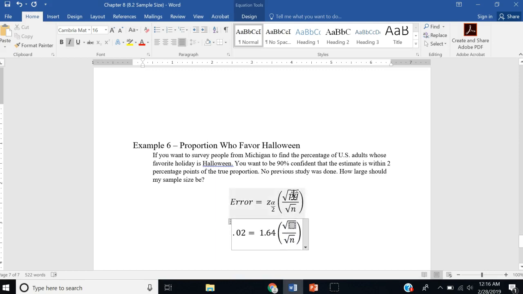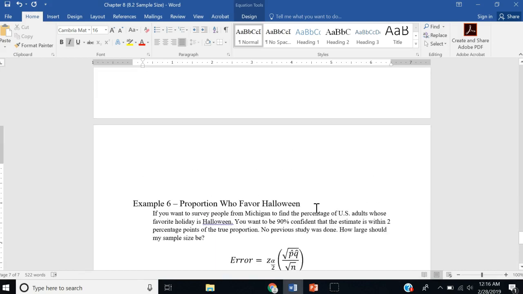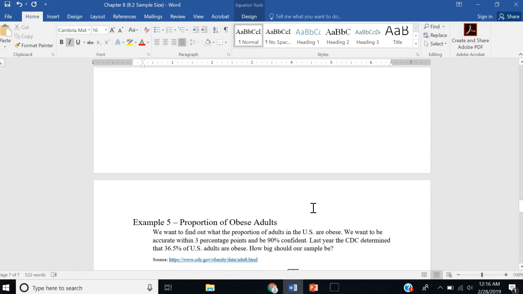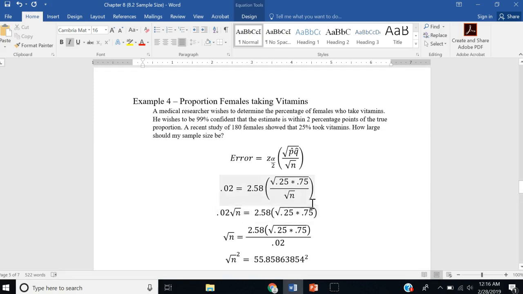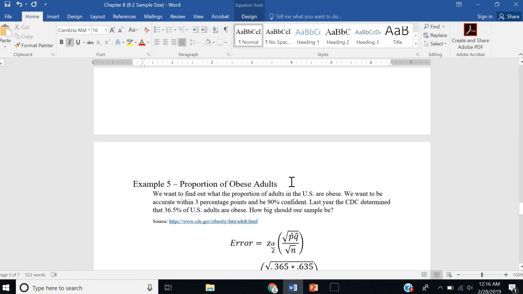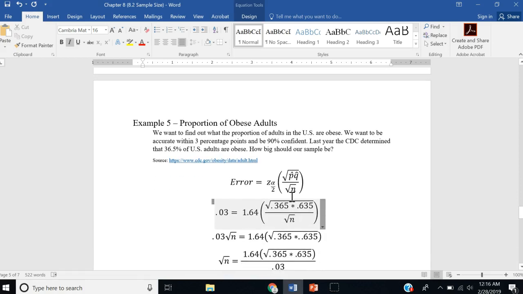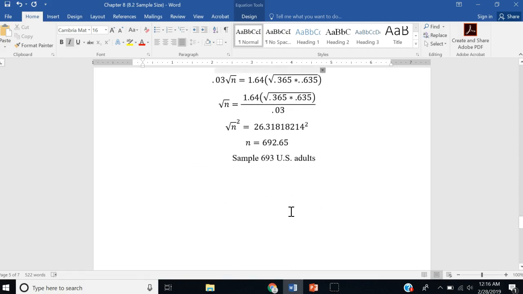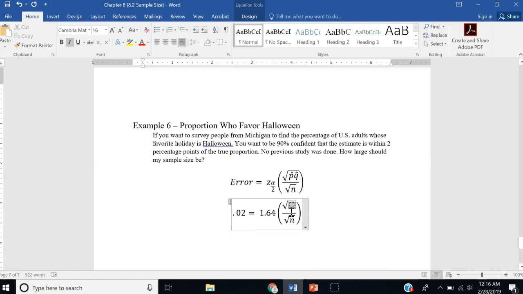The trouble is, when we get to the square root of p hat q hat, we don't have a previous study to plug in here. Like in the previous two problems, with the females taking vitamins, I could use a recent study that showed 25%. So I could use 25% for my p hat. Here, with the proportion of obese adults, we had a previous study of 36.5% that I could use for my p hat.